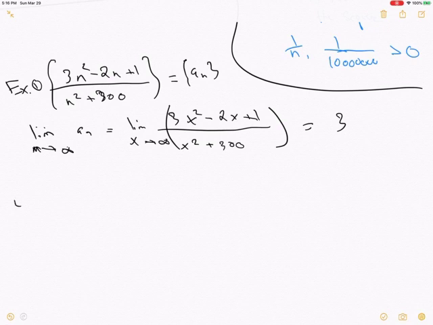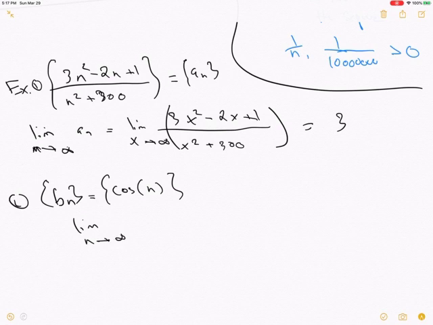Here's another example. Let the sequence b_n be given by cosine of n. I'm going to use that to define a sequence. For example, b_1 is cosine of 1, b_2 is cosine of 2, and so on. It turns out that in this case, the limit as n goes to infinity of this sequence does not exist. That's just because the cosine function doesn't have a limit.